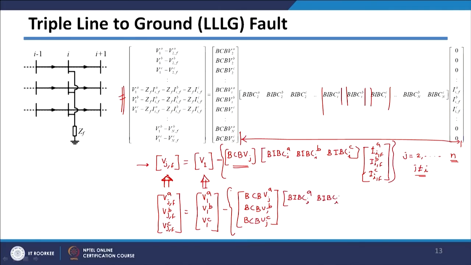BIBC column corresponding to B phase, BIBC column corresponding to C phase, and this will get multiplied with fault currents which are already calculated. So, when you are calculating post fault voltages, post fault currents are already calculated. So, using this equation you can get post fault voltages of various buses or various non faulted buses.